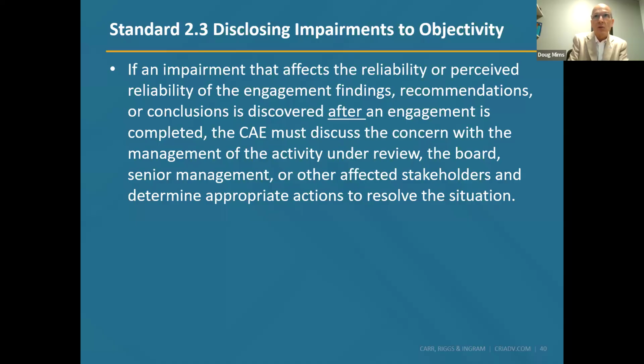If an impairment that affects the reliability or perceived reliability of the engagement's findings, recommendations, or conclusion is discovered after the fact, the CAE must discuss this concern with the board, senior management, and any other relevant stakeholders. So this is after the fact. You've done the engagement, and you determine afterwards that there is an actual or perceived issue with the reliability of the work because of objectivity or lack thereof. That just needs to be elevated by the CAE to the appropriate parties and discussed to determine if anything else needs to be done to remedy the situation.